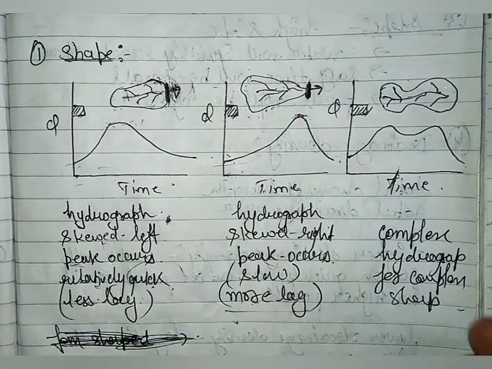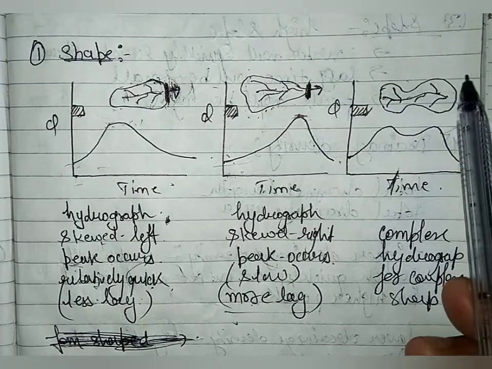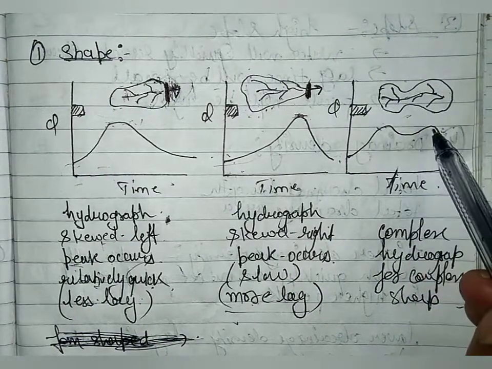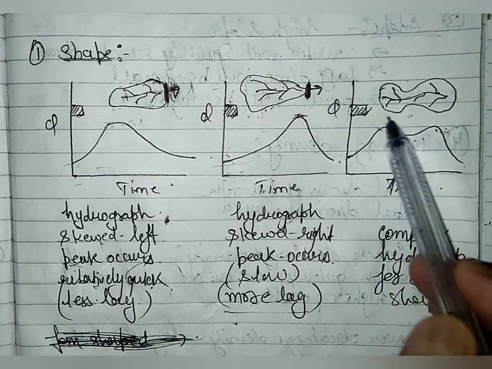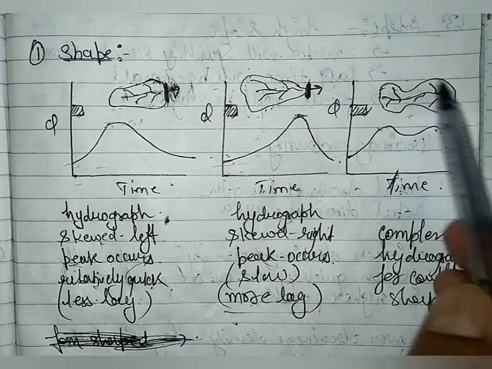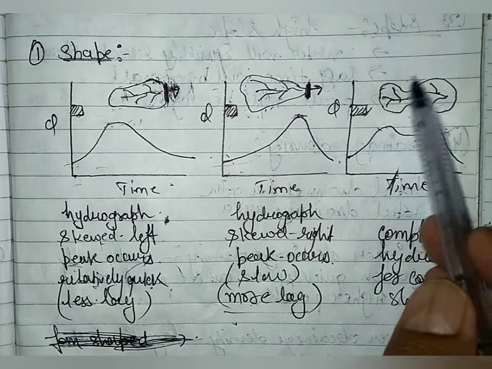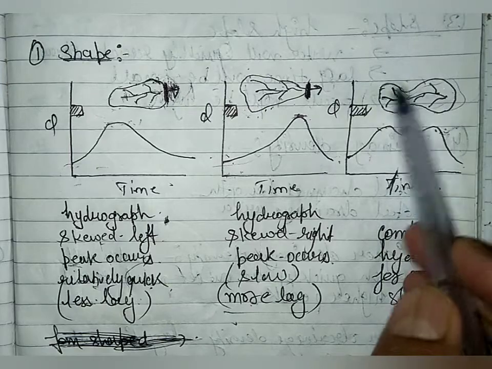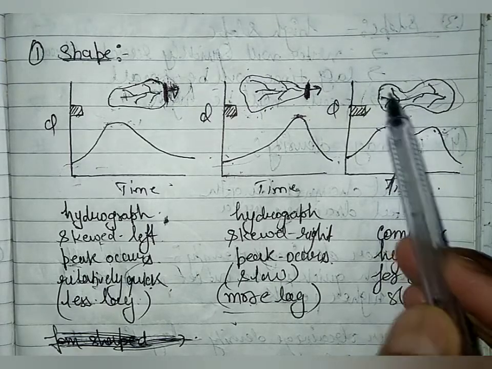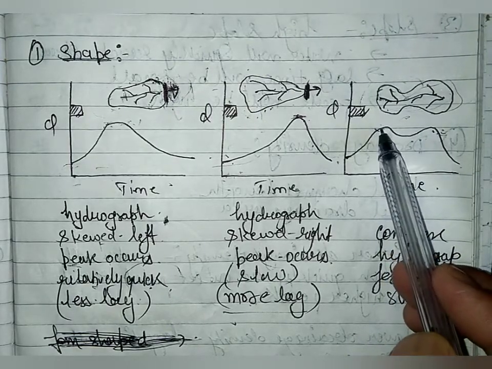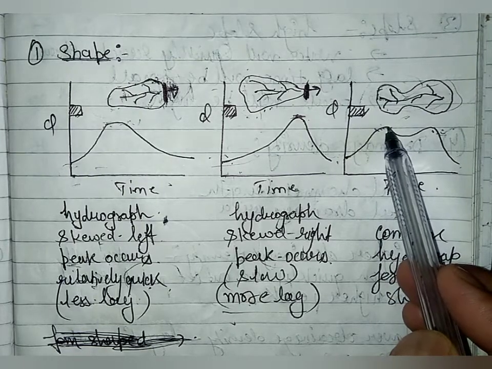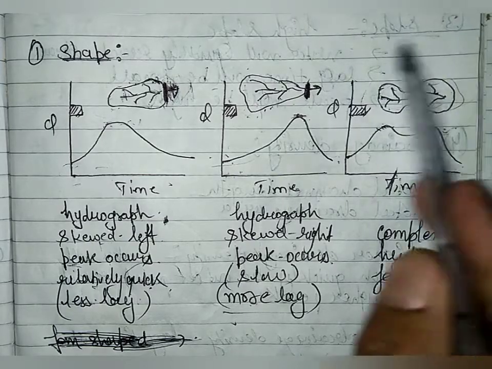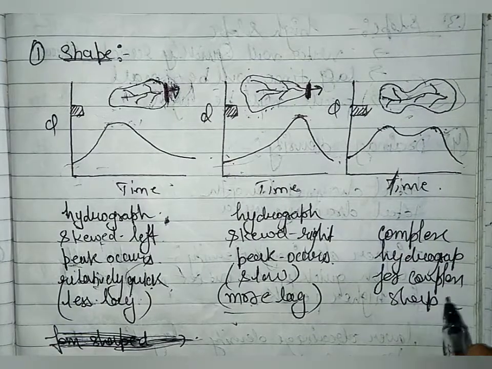Okay, so now the third type is a very complex hydrograph. You can see here we are having 2 peaks. Because of the shape of this catchment, the shape of this catchment is like this. So we are going to get the peak flow first at this stage, and then the peak at this stage. So this is your complex hydrograph for complex shapes.